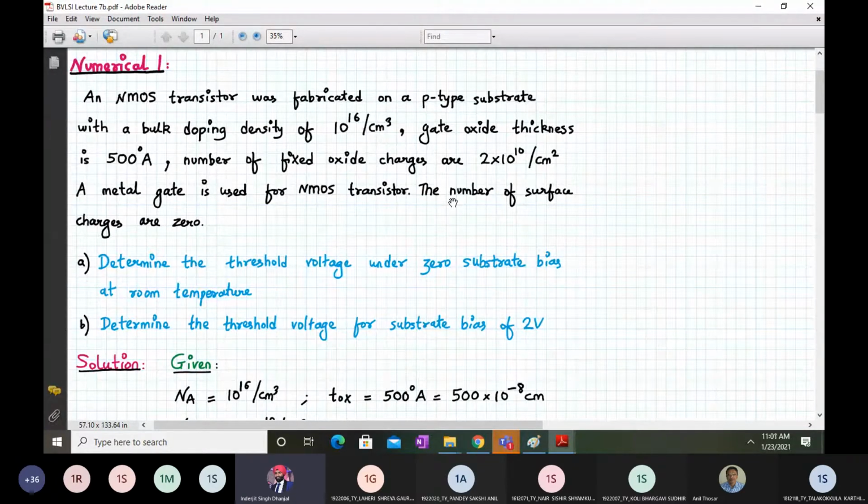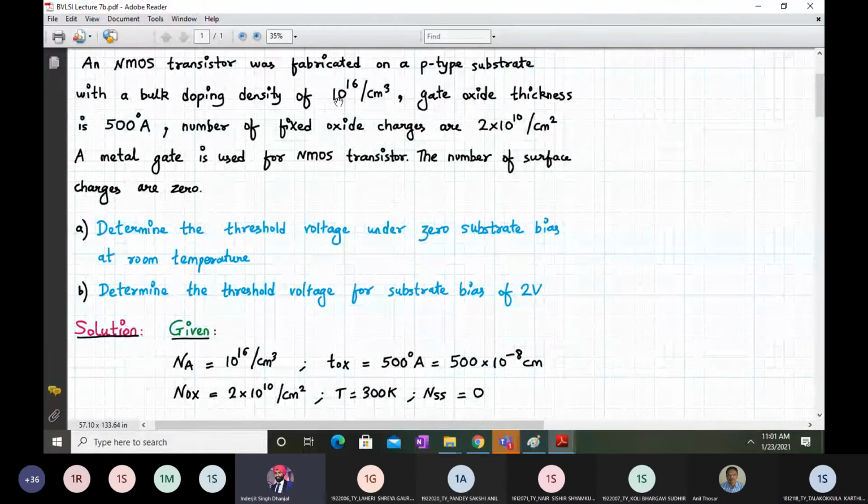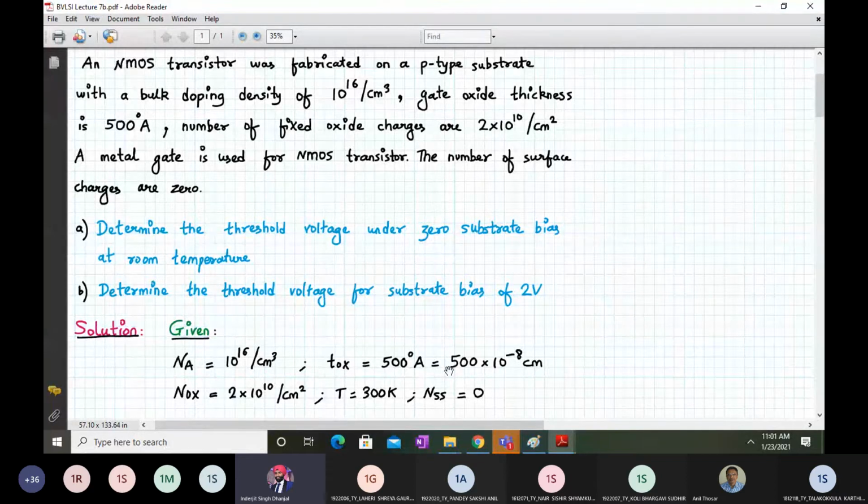Okay, so we need to determine the threshold voltage under 0 substrate bias at room temperature, and next we need to determine the threshold voltage for substrate bias of 2 volt. So it will cover both the cases. Let us see what is the data given to us. The bulk doping density, that means p type. So p type means it is an acceptor doping density. So Na, they are giving Na as 10 raised to 16 per centimeter cube. So write this down, Na. Then TOX, gate oxide thickness, is given as 500 angstroms.